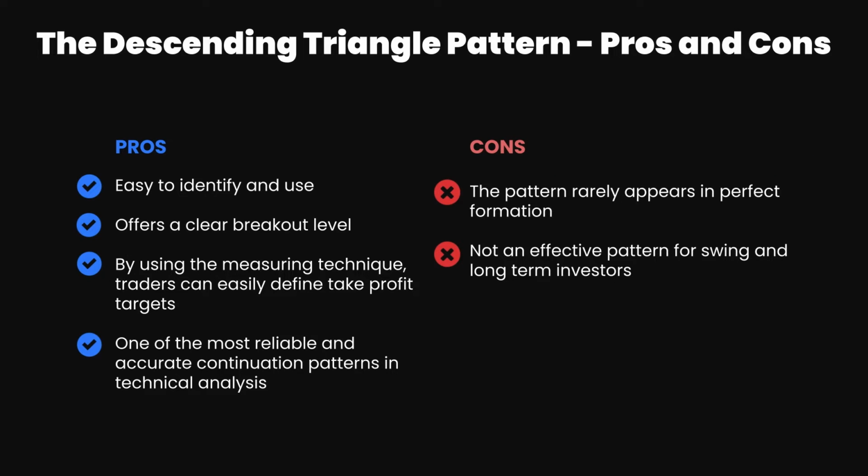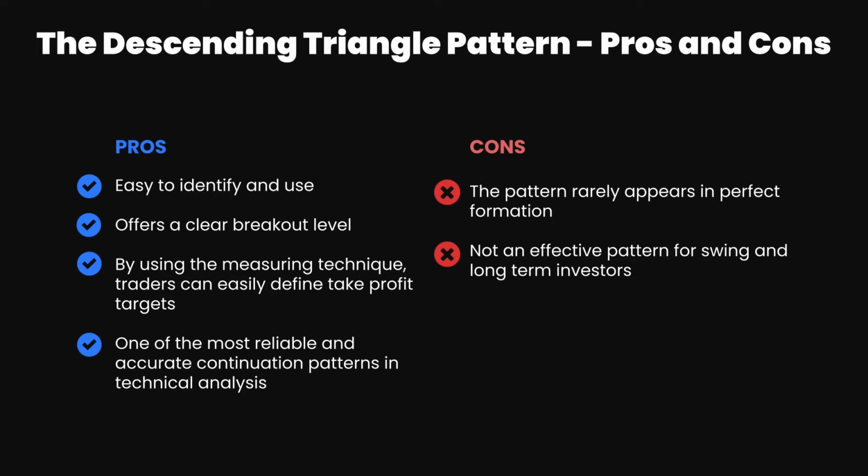Okay, let's look at a few of the key pros and cons for the descending triangle pattern. Number one, the pattern is easy to identify and use. It is visually discernible. Number two, it offers us a clear breakout level, which gives us a specified market entry point. By using the measuring technique, traders can easily define the take profit targets and take profit levels. That means we have specific market exit points as well. Now, it's also one of the most reliable and accurate continuation patterns in all of technical analysis.